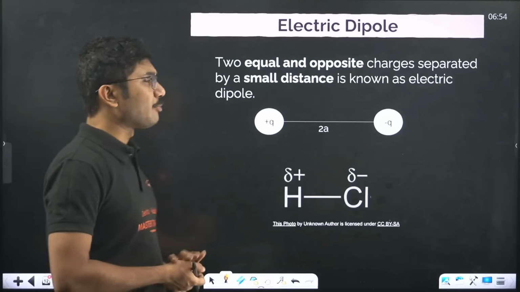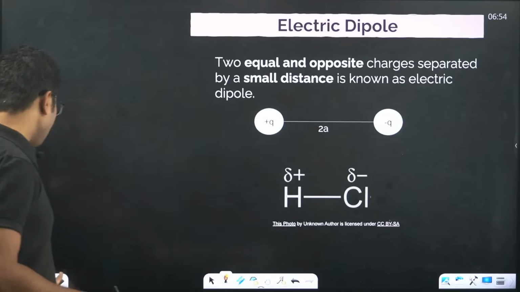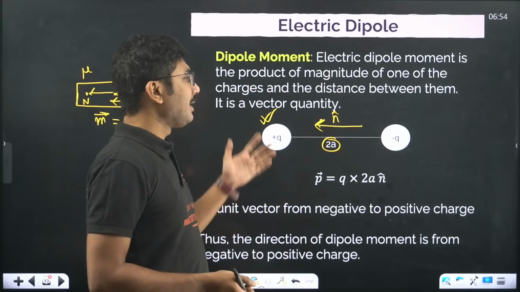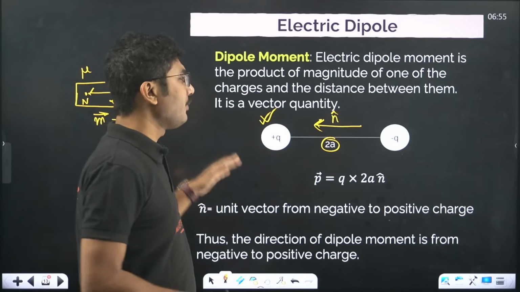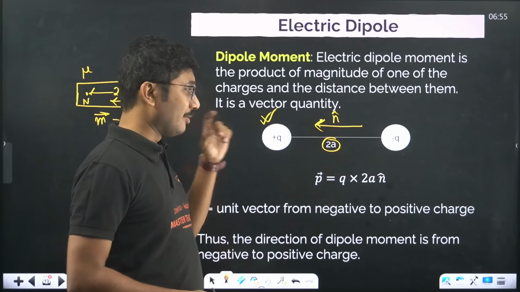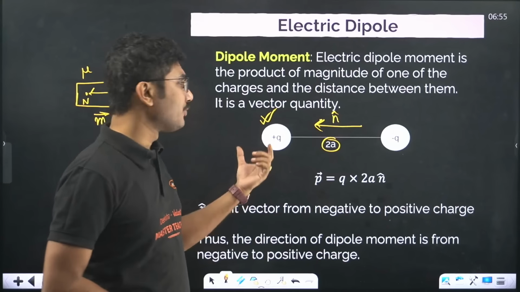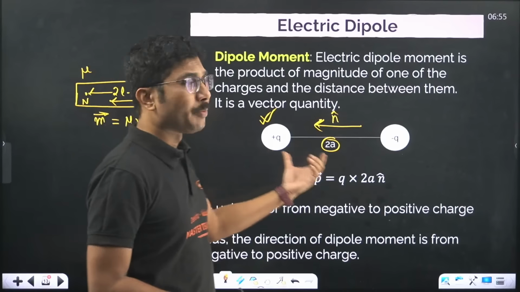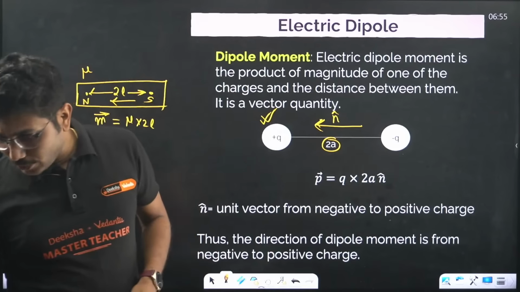Next is electric dipole, another very important concept. This is one of the most favored concepts of KCET. So dipole moment points from negative to positive. Okay, and if you multiply any one of the charges with the distance between the charges, that gives you the dipole moment of the dipole at that point.